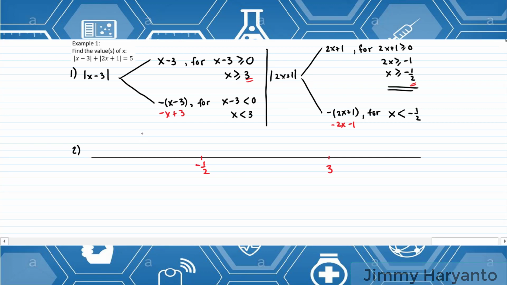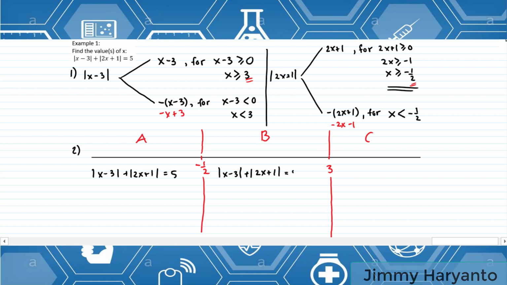I call it rooms. This is the first room, room A. This is the second room, room B. This is the third room, room C. The borders are negative half and 3. So I have these 3 rooms. For room A, I write the equation: absolute value of negative x plus 3, plus absolute value of negative 2x minus 1, equals 5. For room B, I also write the equation.